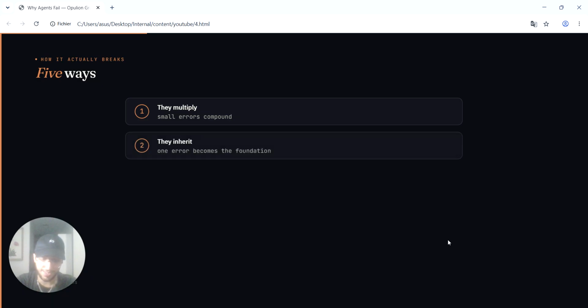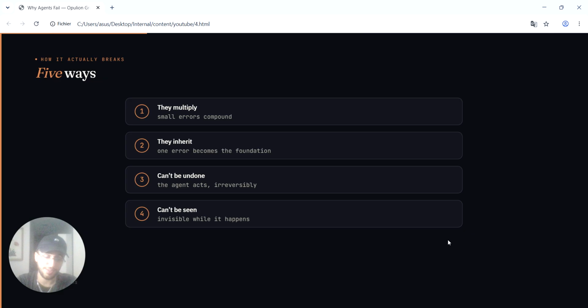Two is they inherit. One early error becomes the foundation of the next one, and the next one. Every layer after the error builds on it and just keeps going. The third one is they can't be undone, because an AI agent doesn't just talk. It actually acts and executes tasks, and some actions can be undone, and some cannot. Some cannot be taken back.